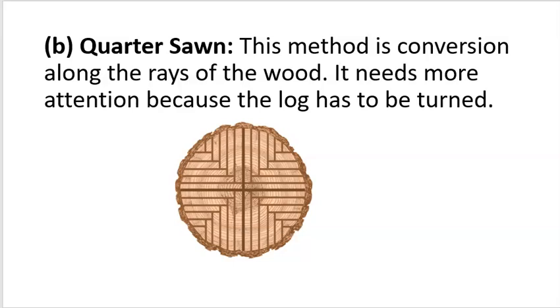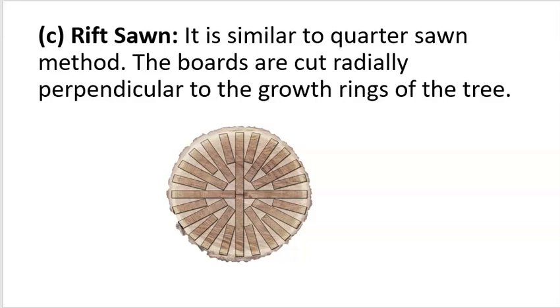Quarter sawn, quarter 1/4. This method is conversion along the base of the wood. It needs more attention because the log has to be turned. So you have to cut it into 4 parts first before you begin to cut it into slabs.